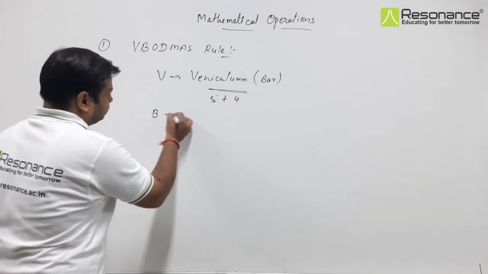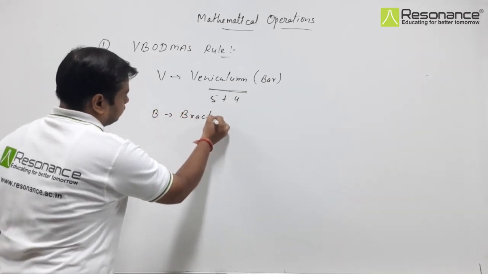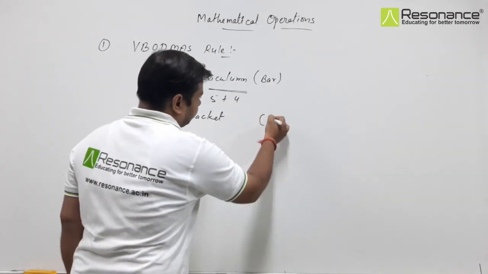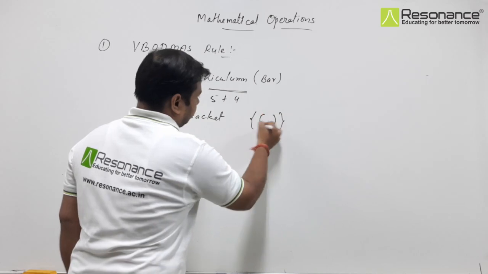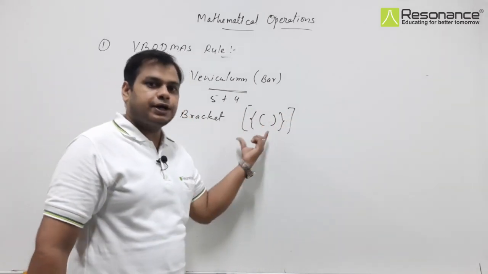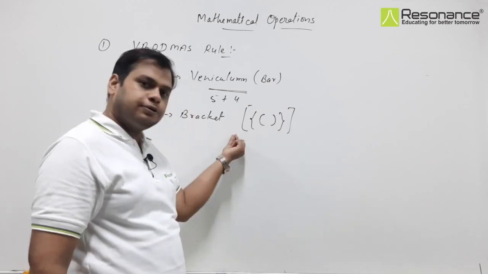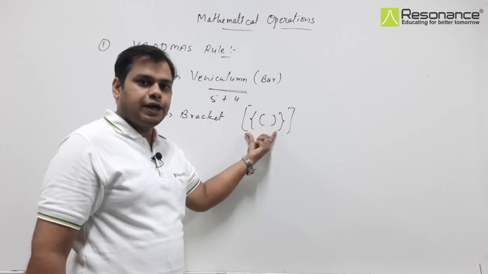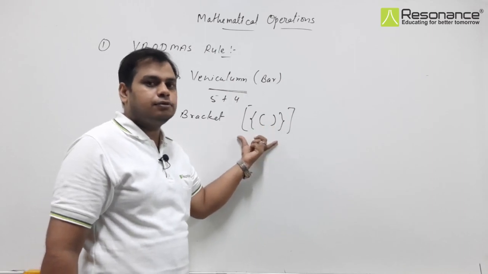The second one is bracket. We know about bracket. There are three kinds of bracket: small, curly and large, and the sequence of solving is from inside to outside. That means if we have all three kinds of brackets, first of all we have to solve small, then we have to solve curly, then we have to solve large bracket.